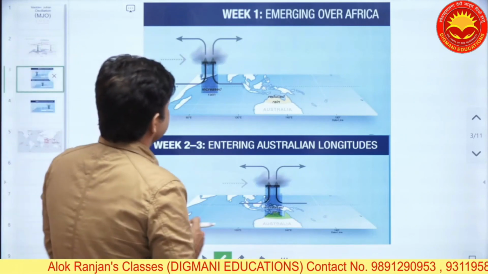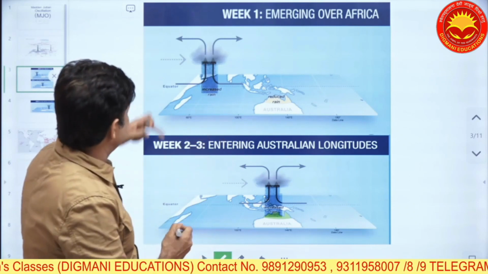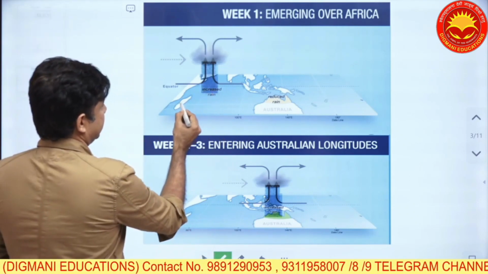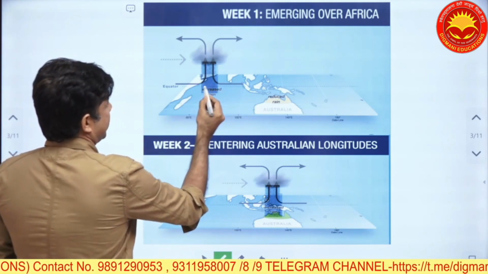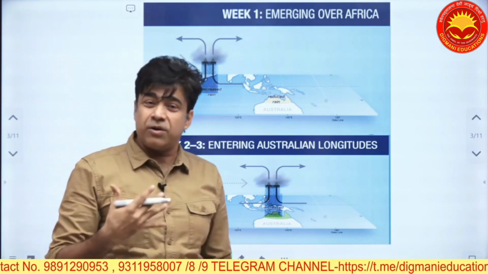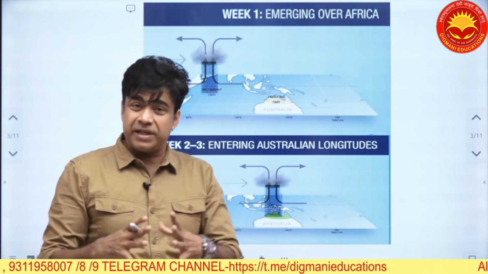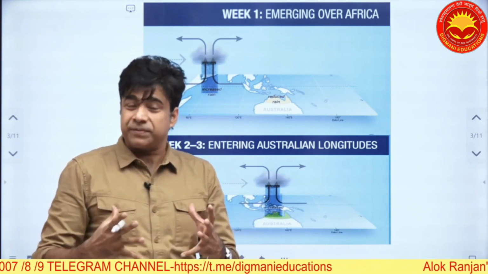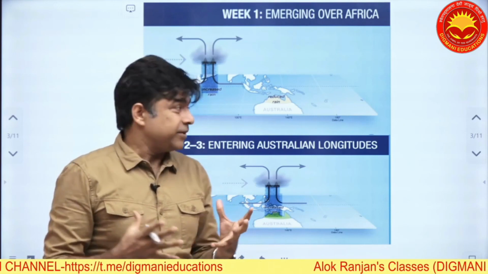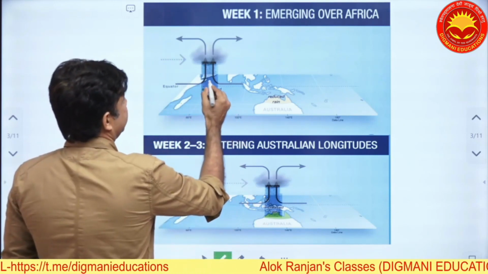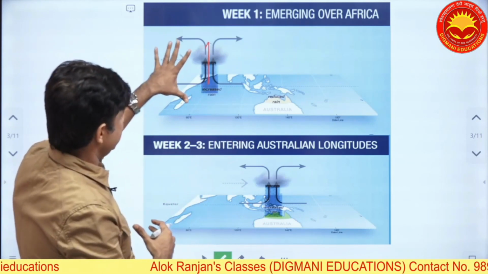Let's see. This is your week 1, emerging over Africa. This part is Africa. This is your Madagascar. Now here the convergence of air, I have explained as to why along the Somalian coast the warm air converges, warm air accumulates, and how it creates the conditions for the origin of thunder cyclones or thunderstorms. So here the thunderstorms are created and it is lifting. This is how it begins. This is stage 1, first week phenomena.